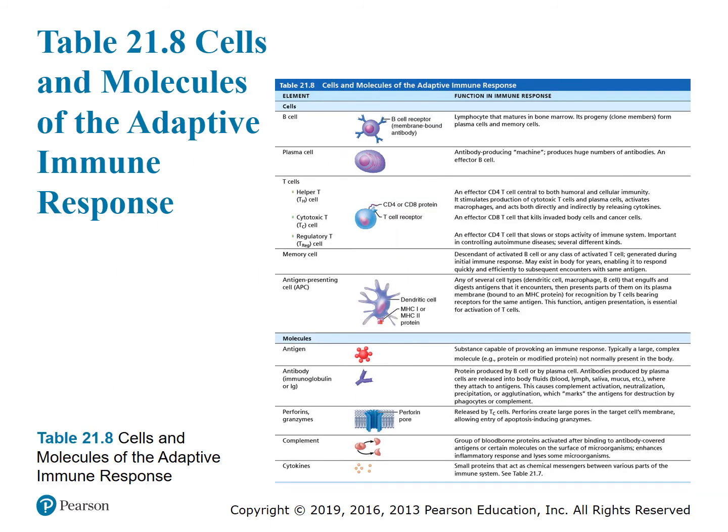Cells and molecules of the adaptive immune response. So this table summarizes the cells and their function in the immune response. It talks about the B cells, the plasma cells, T cells, so helper cells, cytotoxic T cells. Memory, we didn't really talk about regulatory T cells. There's memory cells, antigen-presenting cells like a dendritic cell, and then different types of molecules like antigens, an antibody, perforins and granzymes, complement, and cytokines, which I kind of skipped over.